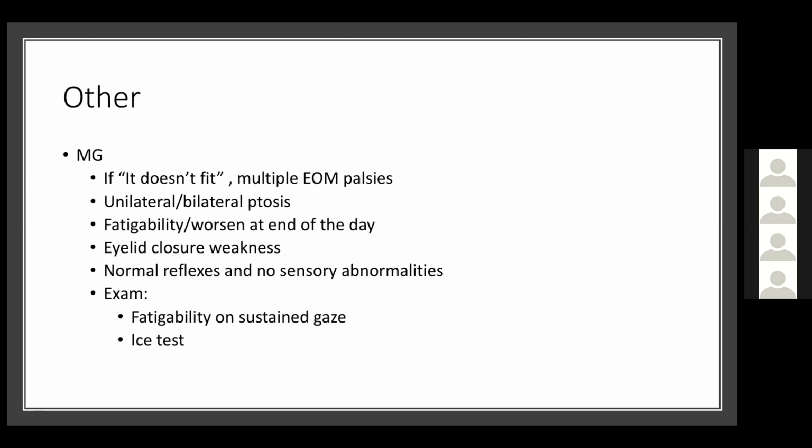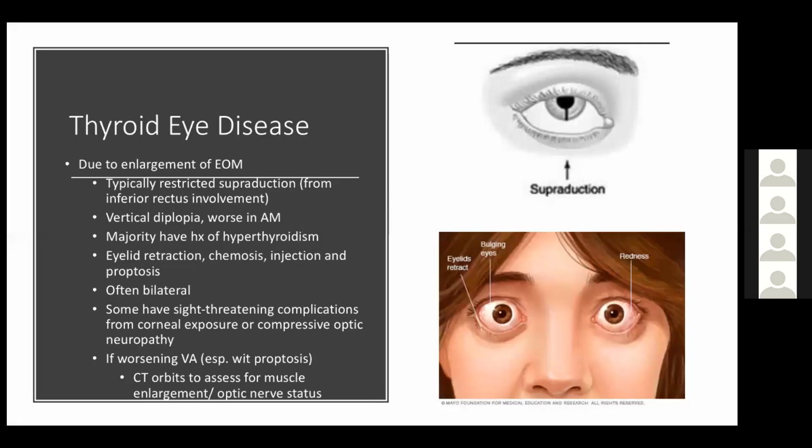Another one is myasthenia gravis. If it doesn't fit a certain pattern, especially with multiple extraocular muscle palsies, think about this diagnosis. Usually the patient will have unilateral or bilateral ptosis. Classically, there is a history of fatigability that worsens at the end of the day, and the patient will have normal reflexes and no sensory abnormalities. The ice test is a classic way to examine ptosis, which resolves with ice, suggesting myasthenia, and then fatigability on sustained gaze.